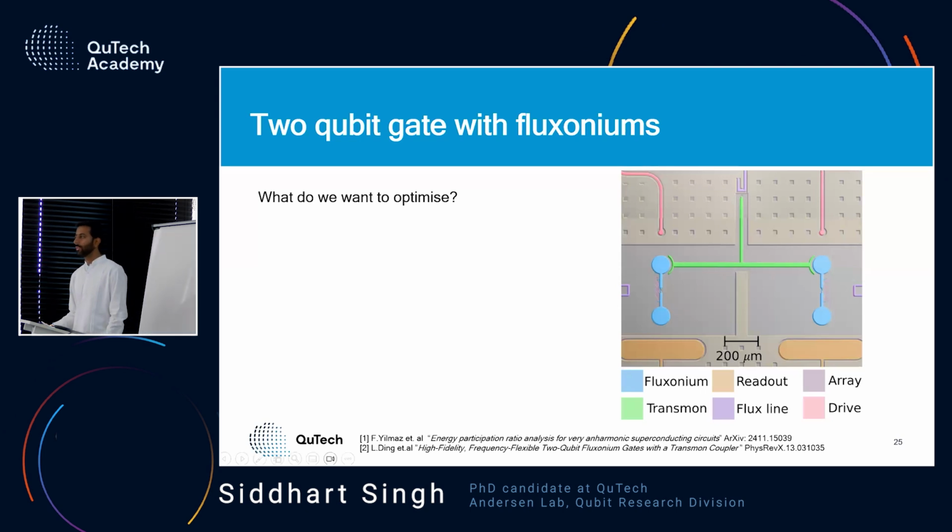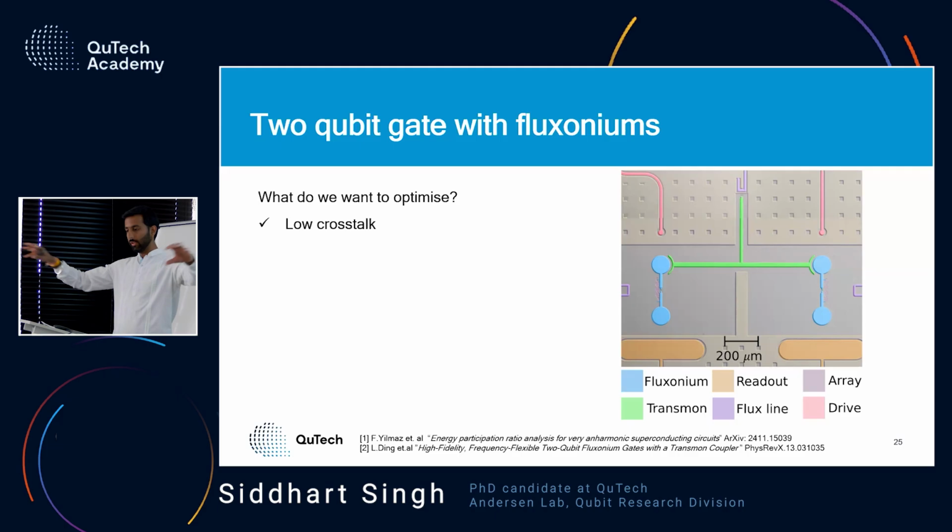Now, when you come to a 2-qubit gate, the question is, what do we want to optimize for? We want to optimize to have low crosstalk between qubits because you are going to increase the number of qubits now.